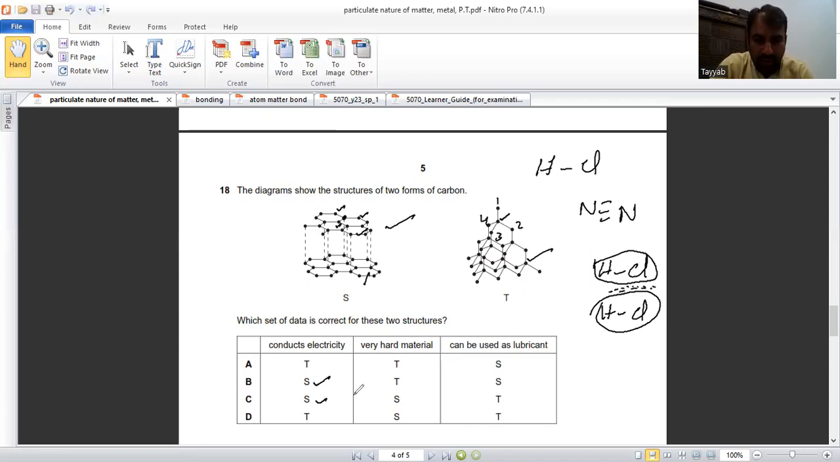So B or C could be the option. Very hard material? Yes, a very hard material is diamond. The example that can be used as a lubricant is graphite. Yes, why can graphite be used as a lubricant?